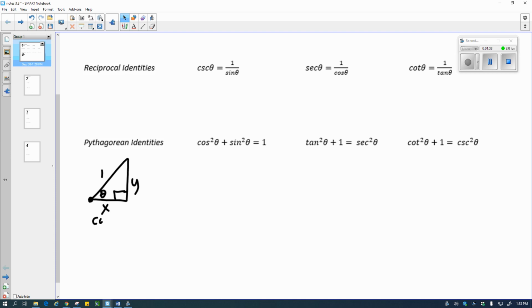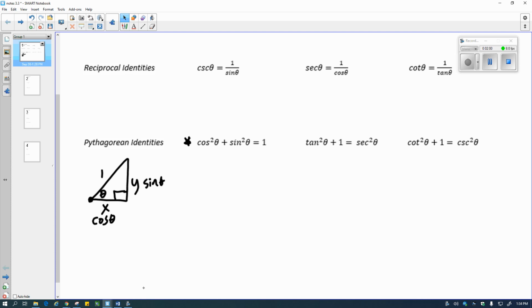Well, if x is in cosine's place and y is in sine's place, it could be cosine squared plus sine squared equals 1 squared as well. And that's where our first Pythagorean identity comes from. Cosine squared plus sine squared equals 1. That's why it's called a Pythagorean identity. It's based off the Pythagorean theorem and the unit circle.